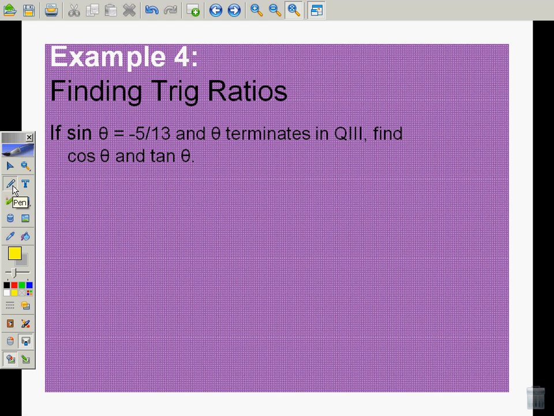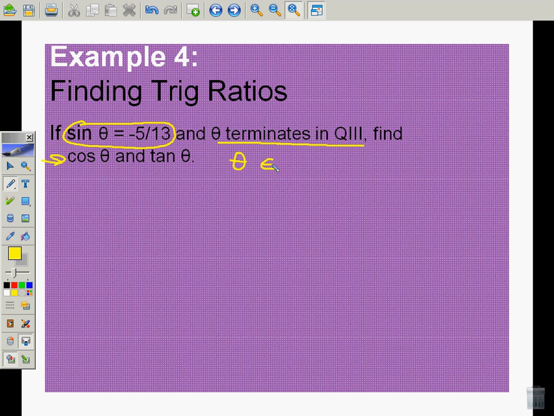Okay, we already talked about using trig ratios and how we find them and what they are. Now we're going to take one that we have. We have this ratio and we're going to find these other two. Well, what information does it give us? It says theta terminates in quadrant 3.